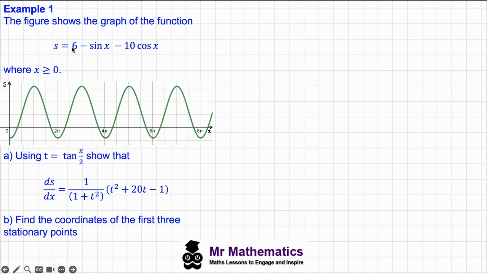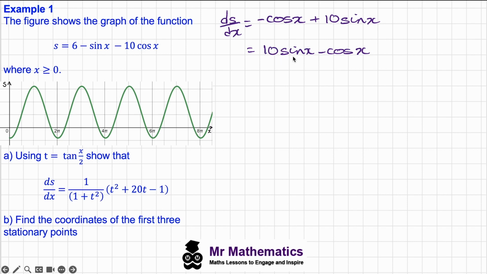respect to x. So when we differentiate this 6, it goes, because it's a constant, this negative sine x becomes negative cos x, and the negative 10 cos x becomes 10 sine x. And just to make it easier, I'm going to write this positive term first.